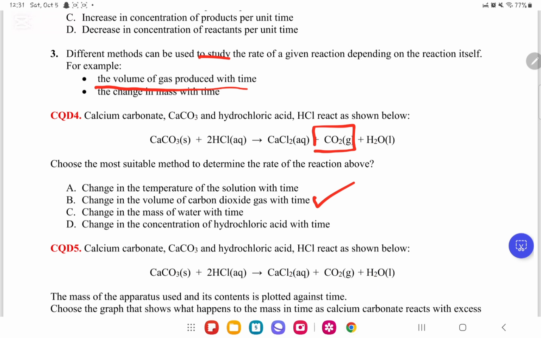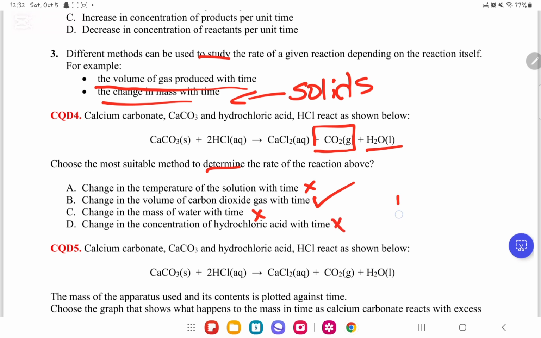Now, the change in mass with time only works for solids, so you cannot use liquids or aqueous solutions to determine the change in mass with time. We can only use solids. So C, which states the change in mass of water, H2O, is wrong: H2O is a liquid, so we cannot use it. And finally, the change in concentration of hydrochloric acid with time. We did not say that to determine or study the rate we would have to do anything with hydrochloric acid. So for CQD number 4, B is the correct answer.